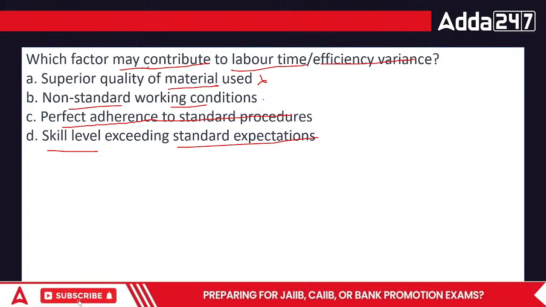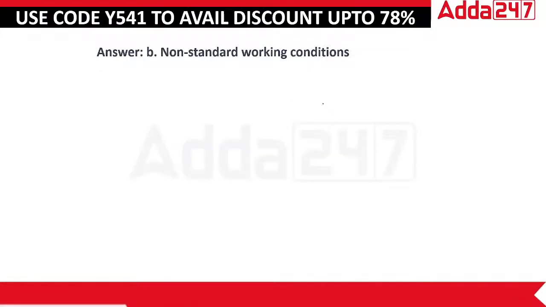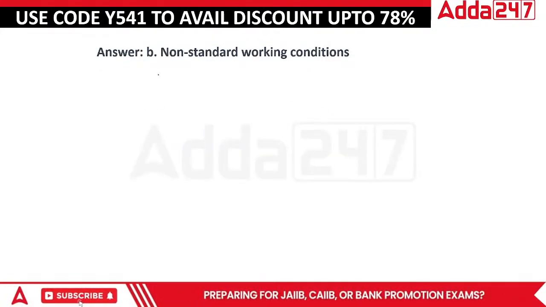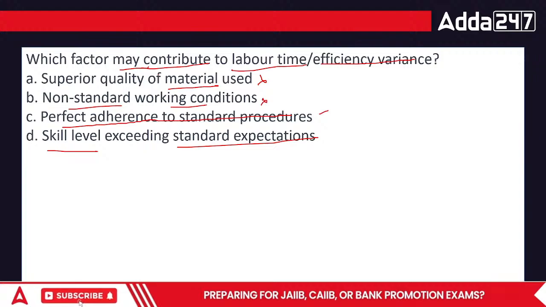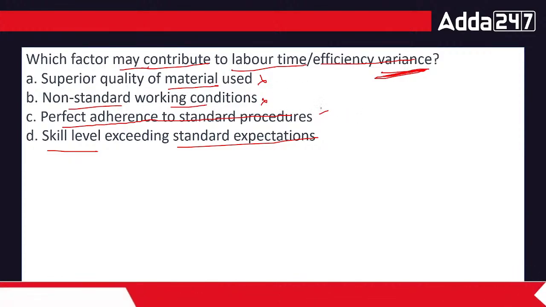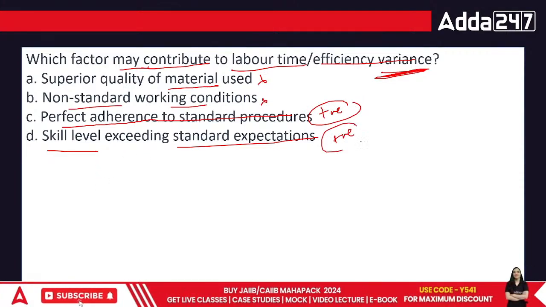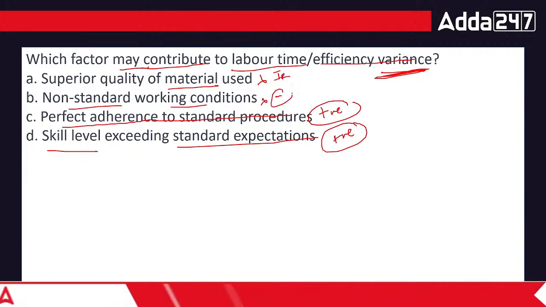Non-standard working conditions. That can be a problem, not a solution to it. Perfect adherence to standard procedures or skill level exceeding. Basically, skill level is the point. No, which factor may contribute? Okay, this may contribute to the variance. This is a positive point. When you are doing this, there would never be a variance. And skill level exceeding experience will also be a positive situation. There would be only one negative, because the first one is all irrelevant and this one is a negative point.